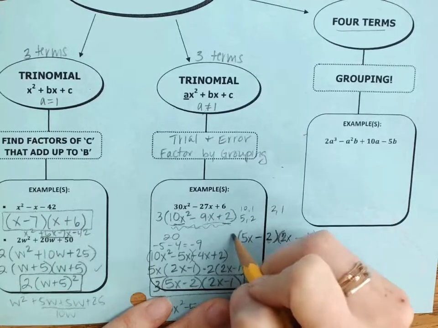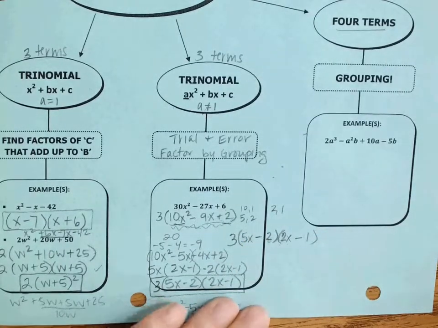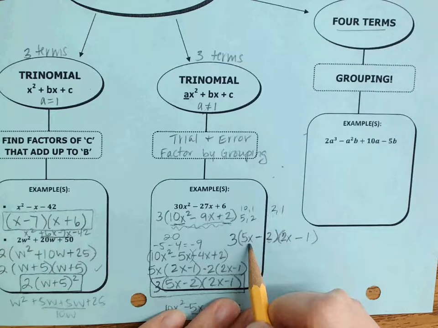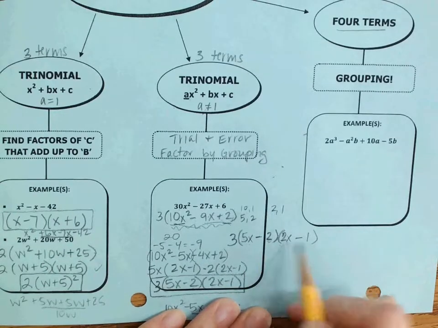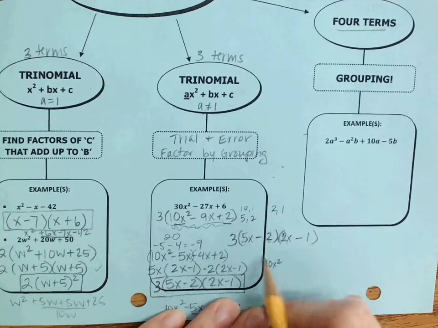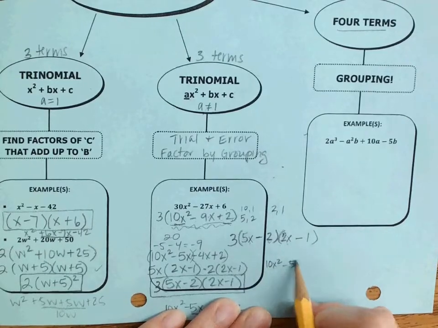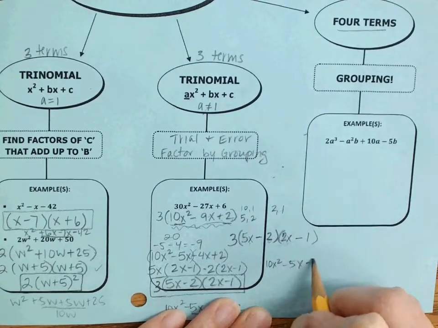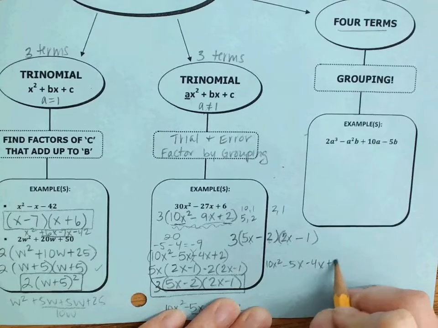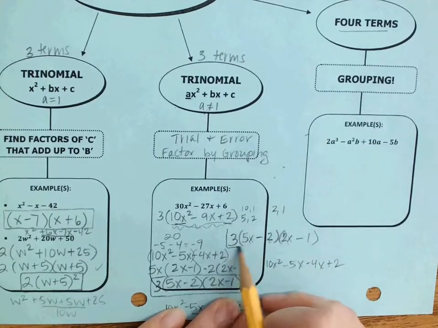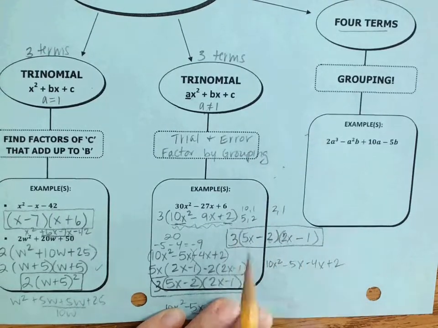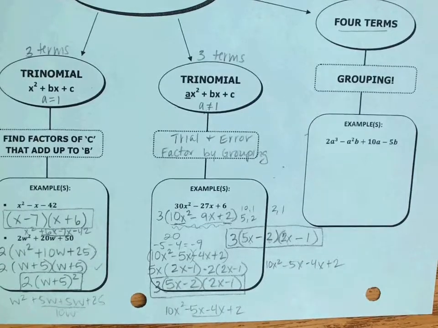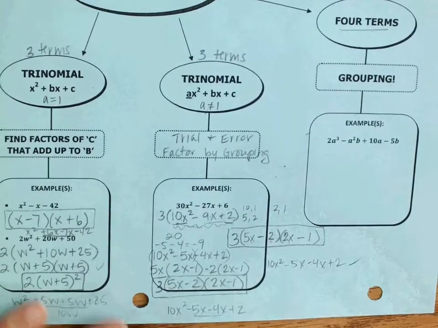So when I remultiply, and again, I'm going to carry over my GCF, 5 times x times 2x is my 10x squared. 5 times negative 1 is negative 5x. Then I get negative 4x and positive 2. Okay, so again, trial and error works just as well. Key thing though, check your final answer. Make sure you got it right.